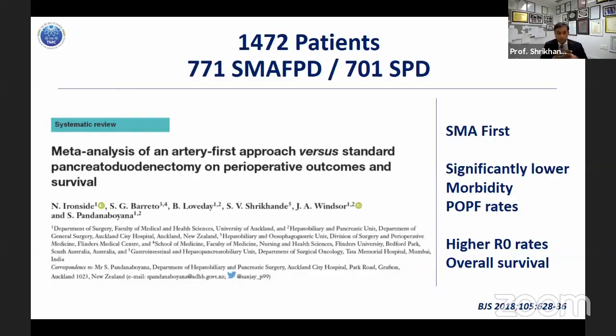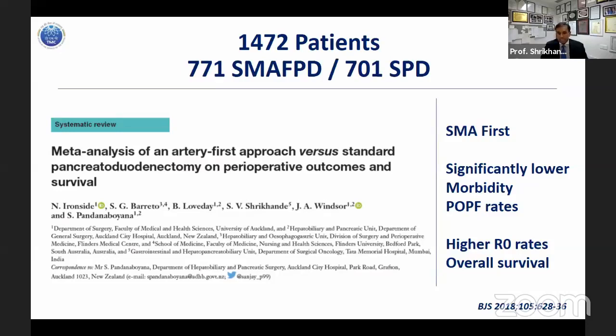So SMA first is helping me. This is low quality data that is published all over the world, and we managed to put together a meta-analysis looking at 771 SMA first versus 701 standard Whipples. And still, we saw, maybe it's not a direct outcome of SMA first, reduced morbidity and less fistula. That can be due to locally advanced disease and borderline resectable disease. The rates of pancreatic fistula in pancreatic head and uncinate process tumors is anyway low as compared to ampullary tumors. But there is a chance of a higher R0 rate and a tendency towards better survival also.